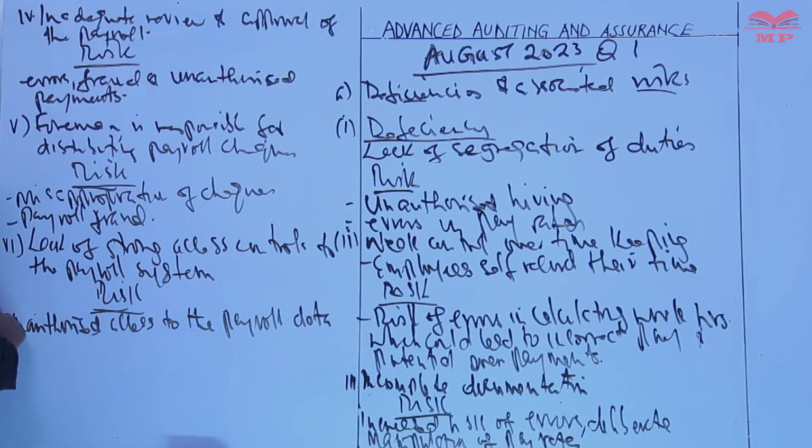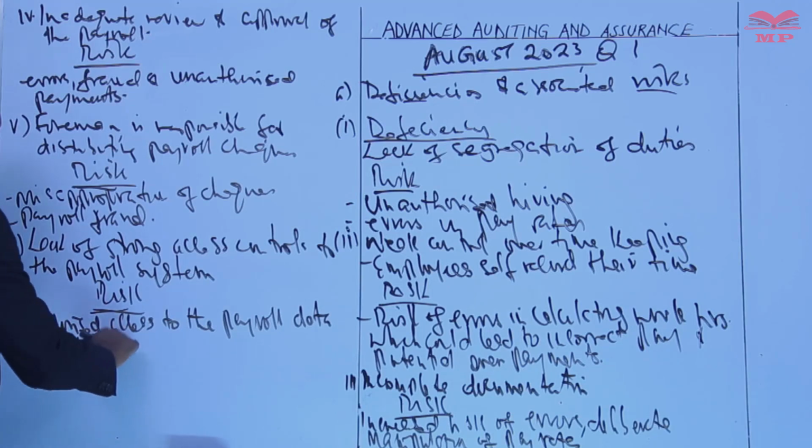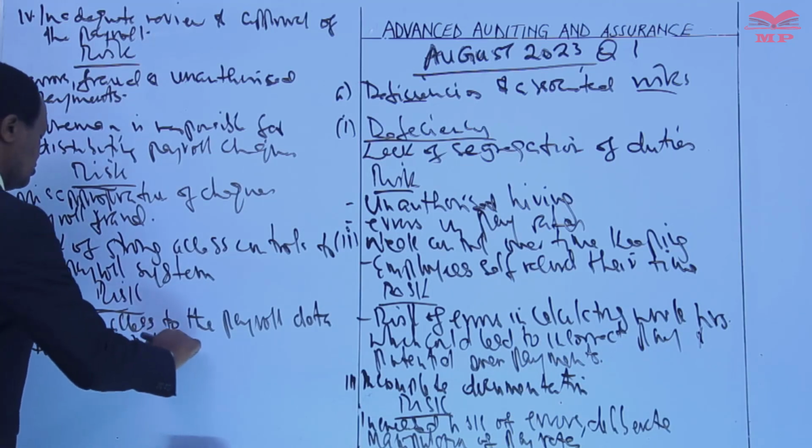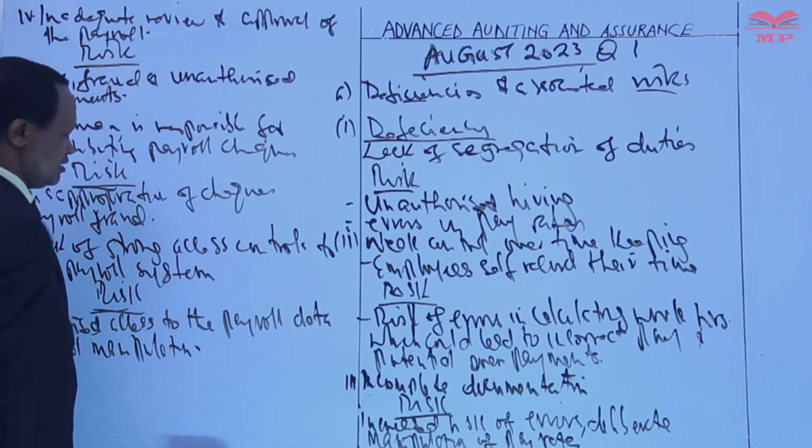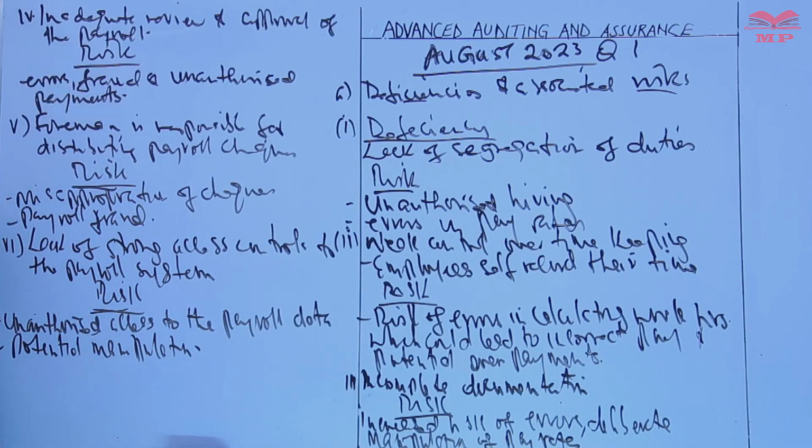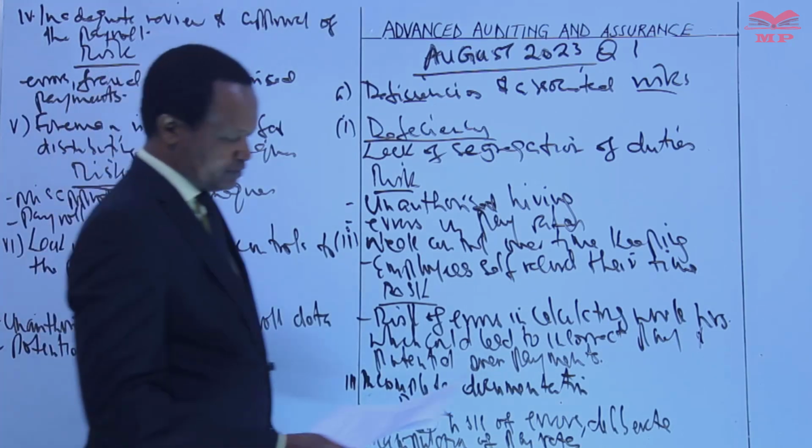Potential manipulation. Anyone can manipulate the payroll data. That is the risk because there are no strong access controls. That's it. These are 6 deficiencies and 6 risks. So let's move on to part B of the question.